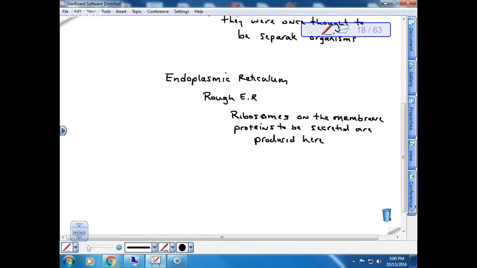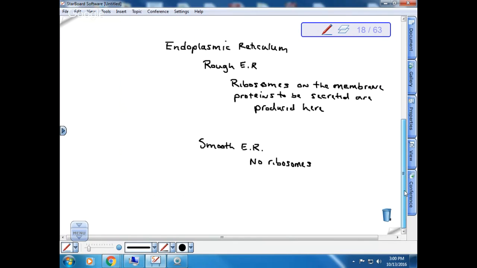Now, there's a part of this that is not rough, and it is called the smooth ER. The smooth ER has no ribosomes. So when we look at it under a special microscope called an electron microscope, it does not look rough. Okay? This is where lipids are produced. It is also where we break down toxins. So if we're talking about a liver cell, the liver cells have lots of smooth ER in them.